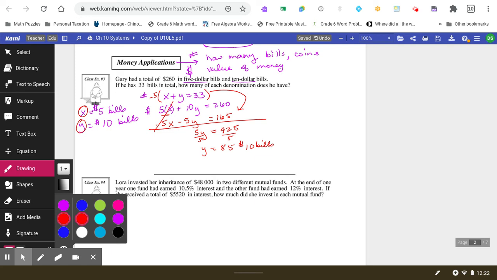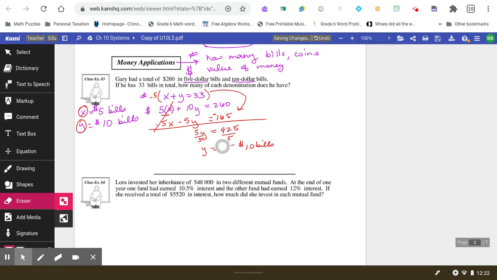That doesn't make sense. Something went wrong here. Oh, I see. I forgot to put the negative right here. So big deal. Okay, so if that happens, something went wrong. I knew it was wrong. 85 $10 bills would be $850. You don't have that many. You only have $260. So that's a good check. So I'll leave that in there so you double check that.